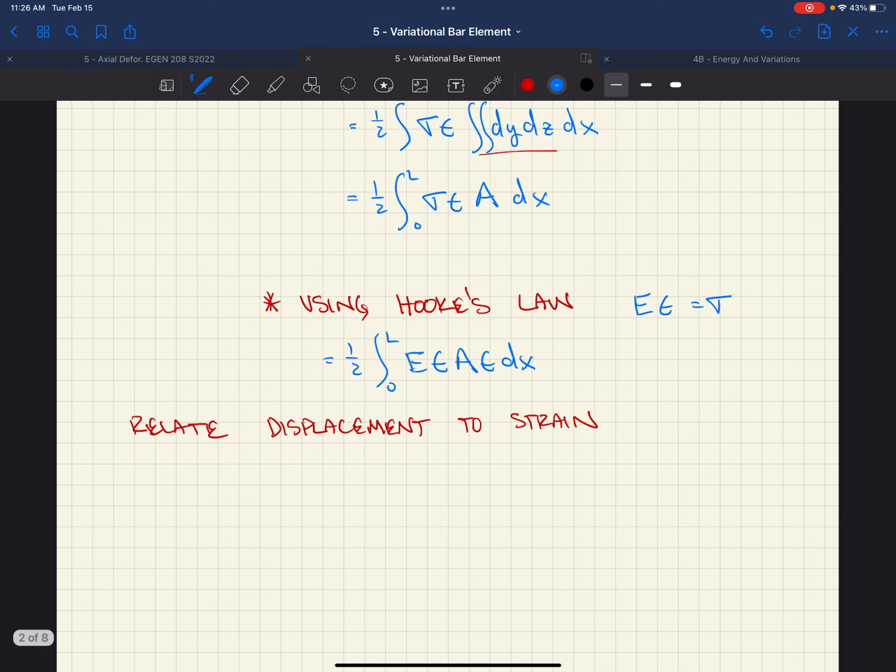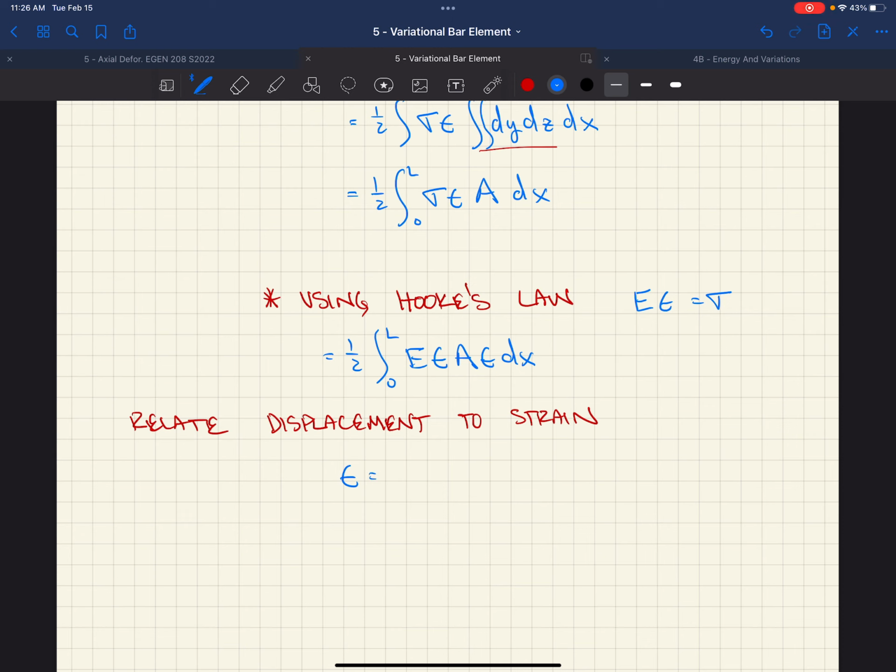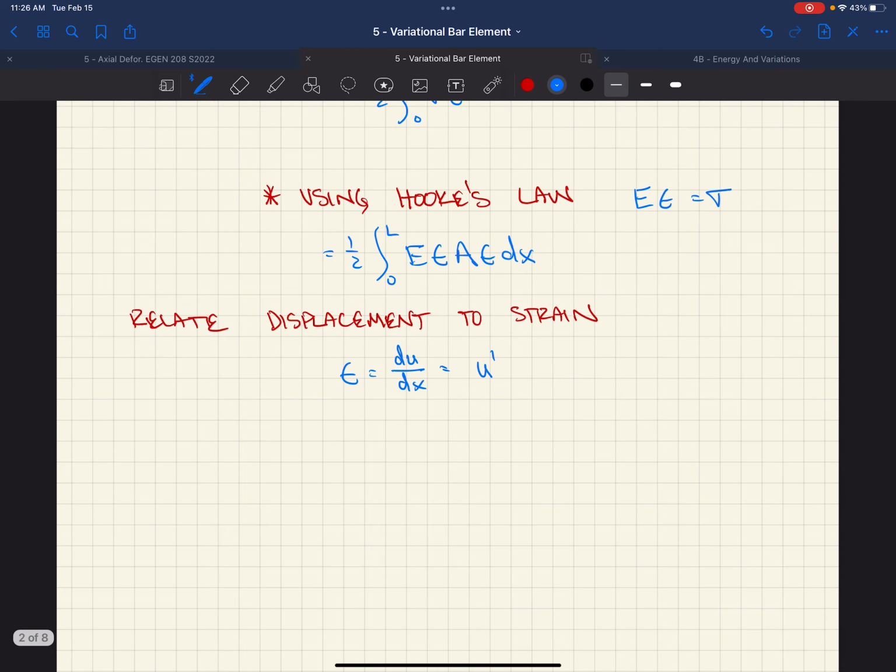Well, in that equation, strain is really a function of x. So we need to relate displacement to strain. Well, we all know that the strain is the change in length over the original length. If we look at it from an infinitesimal standpoint, it's du dx, or the first derivative of displacement with respect to the x direction. Now we end up with a strain energy expression as 1/2 the integral of u bar E A u bar dx.